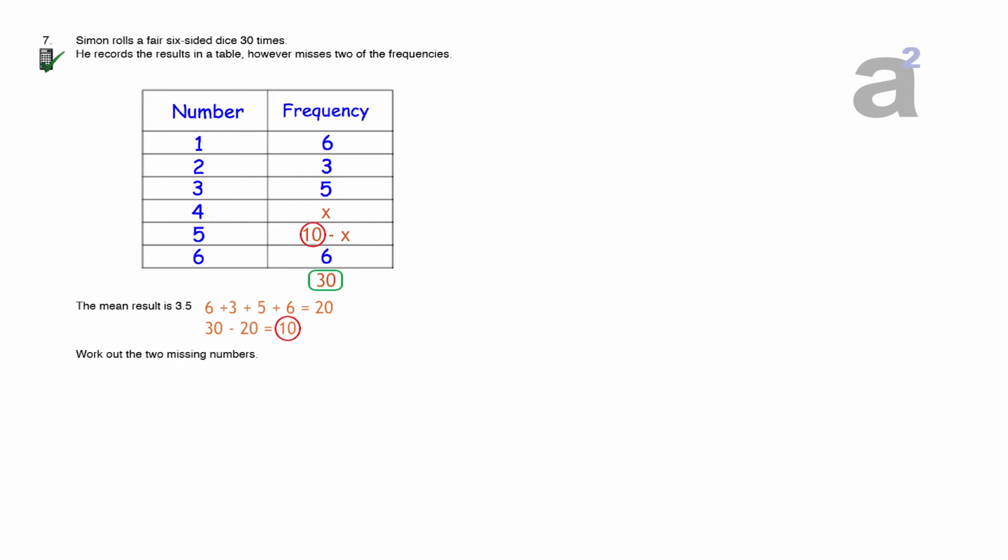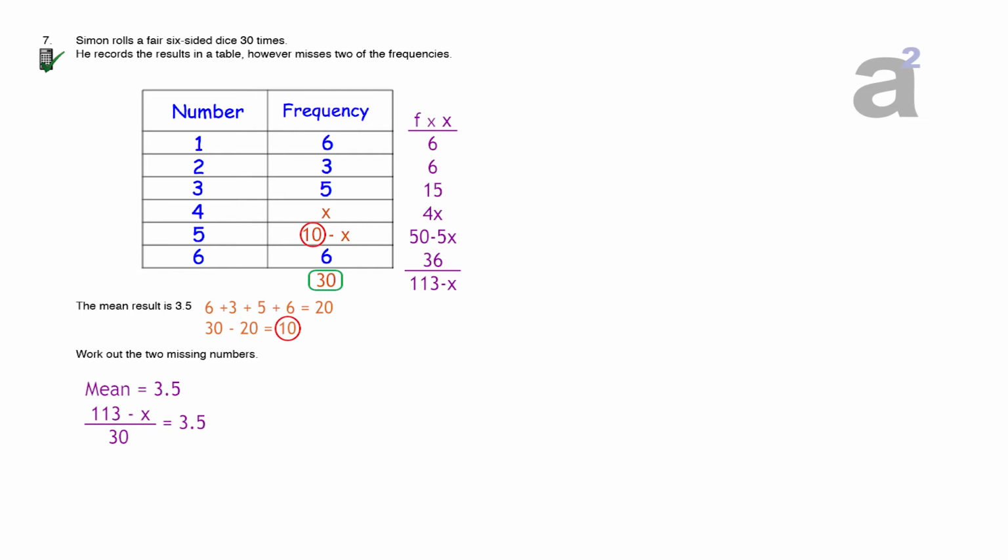Now from this table, we can multiply and make the new column. So we just multiply 1 into 6, which is 6, 2 into 3, which is 6. Like this, when you multiply, you get this table. So what is the sum of the last column, which we normally call fx? So you can add the numbers 6 plus 6 plus 15 plus 50 plus 36. You get 113. Then the terms with x are 4x and minus 5x. So when you simplify that, you get minus x. The mean is given to be 3.5. So 113 minus x divided by 30 is equal to 3.5.